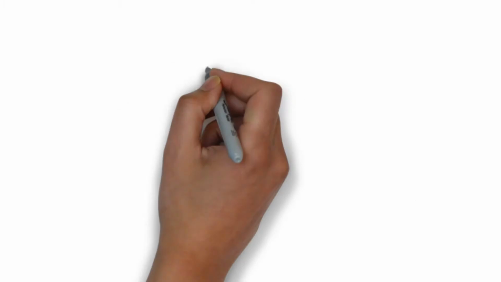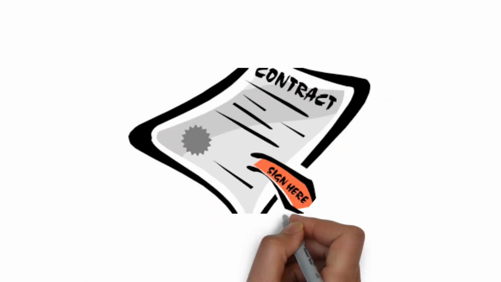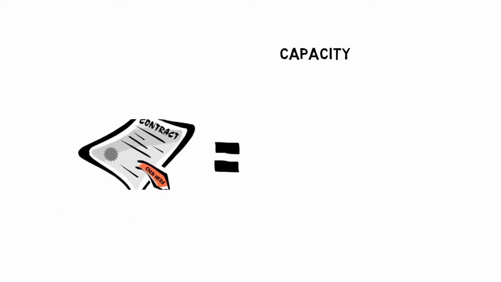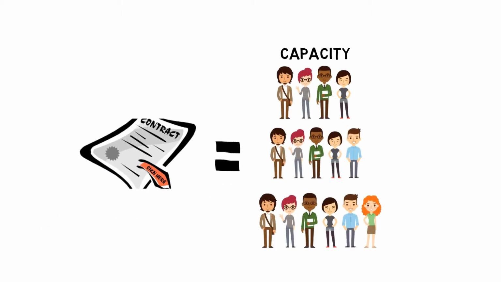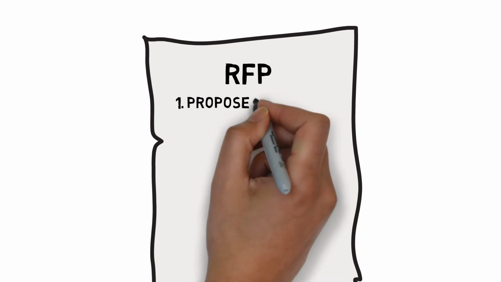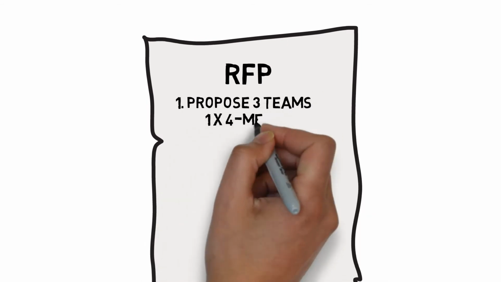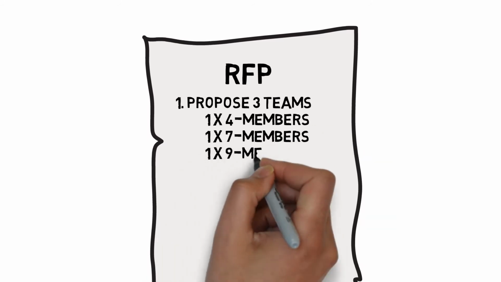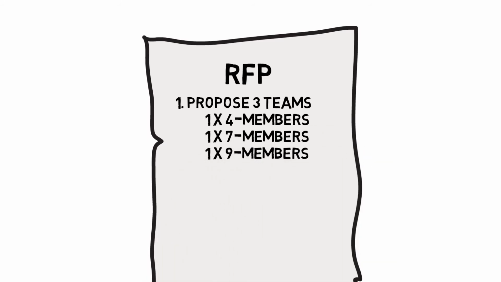There are an infinite number of ways to write a contract using the capacity team-based approach. However, the overall objective post-contract award is to have the ability to dynamically purchase capacity in the form of multidisciplinary teams. Let's just look at one of many ways to develop the RFP. In this example, let's ask the offerors for three things. First, propose 3 multidisciplinary teams. One team containing 4 members, one team containing 7 members, and a final team with 9 members.